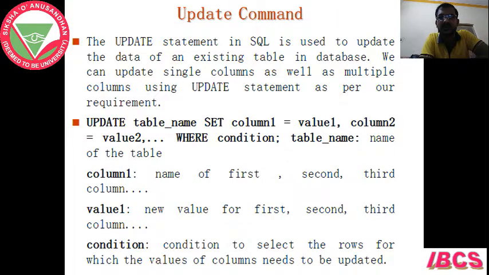Then we discuss the update command. As I have told you, the update command is generally used to change a particular value in the relation. So the syntax is update table name set column 1 equal to value 1, comma, column 2 equal to value 2, and so on and so forth, where condition. Again, the table name is the name of the relation, column 1 is the first attribute, value 1 is the value for the first attribute, and based on a particular condition the change will be updated. We'll take an example and see how this works.